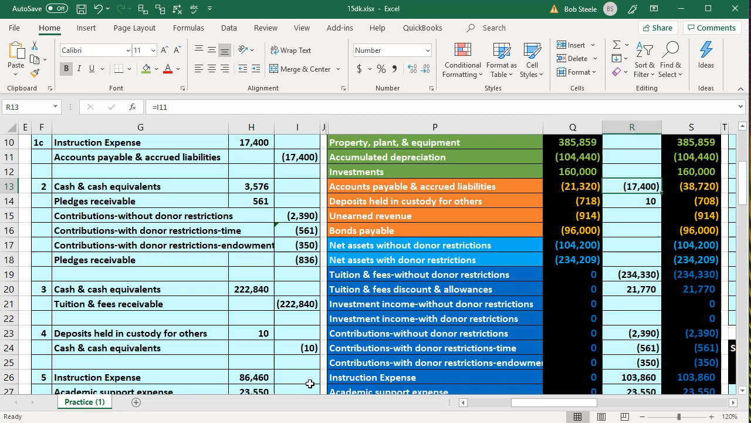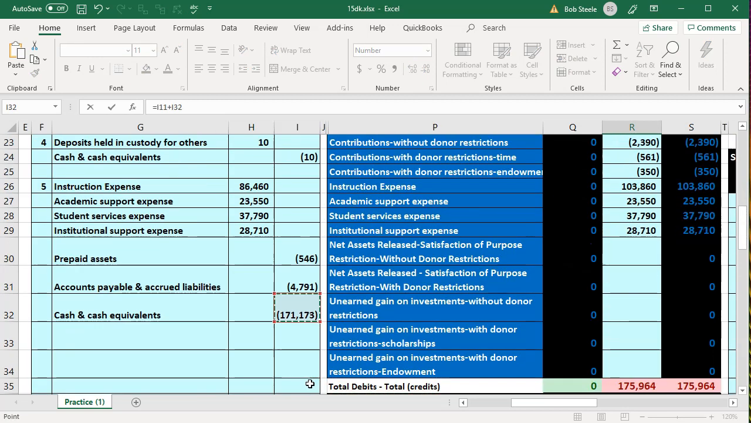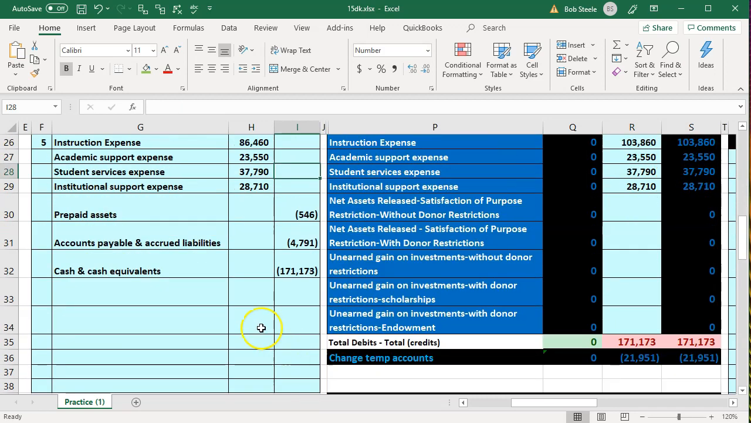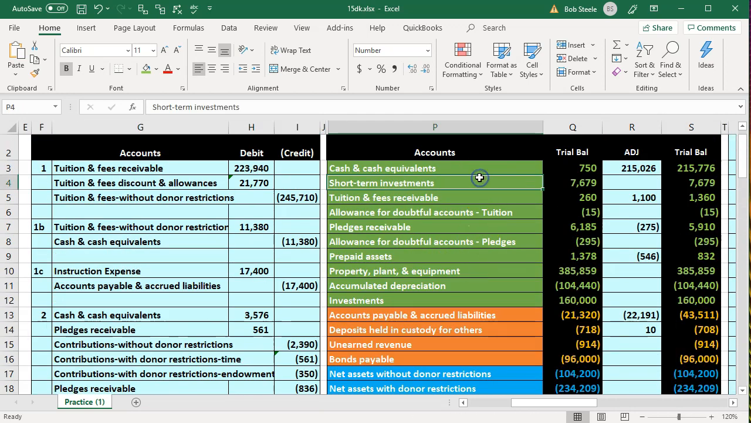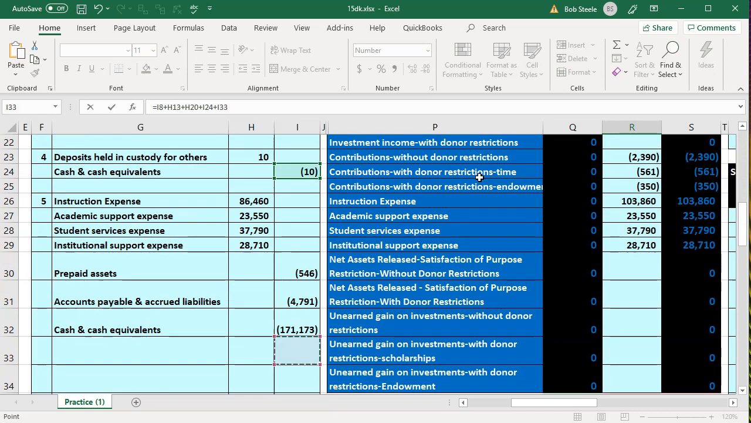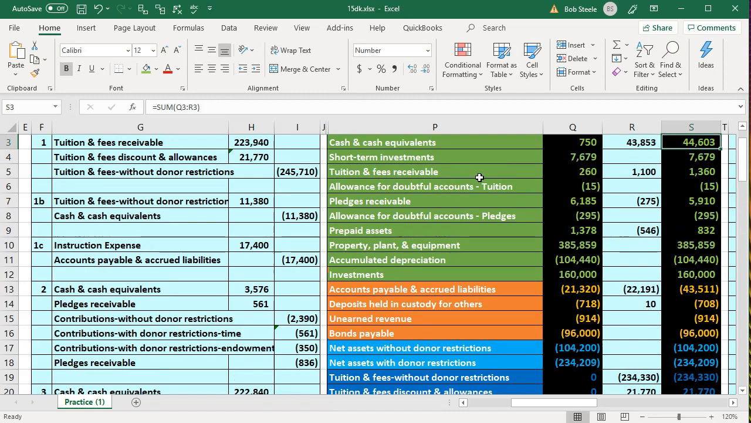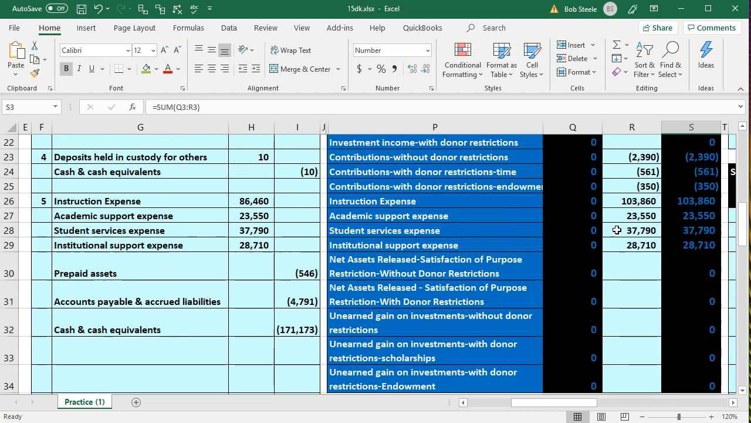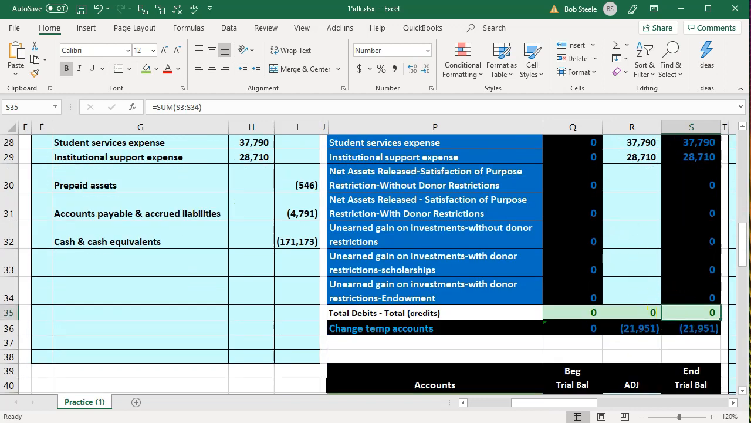So within R13, something's in it, so I'm going to say F2 plus F2, and then scroll back down and we'll pick up the accrued liabilities and accounts payable. In this case, accrued liabilities. And then lastly, we have the cash and cash equivalents. That will, of course, be up top in the first account in cell R3. Something's in it, so we're going to say F2 plus F2. Then scroll back down and pick up that credit balance of the 171,173 and enter. That should put us back in balance, as we can see down below by the green zeros.